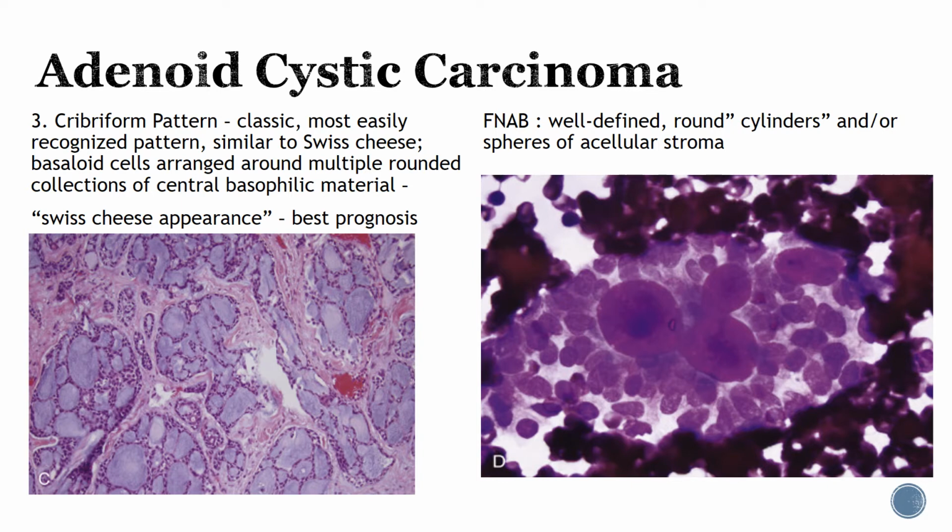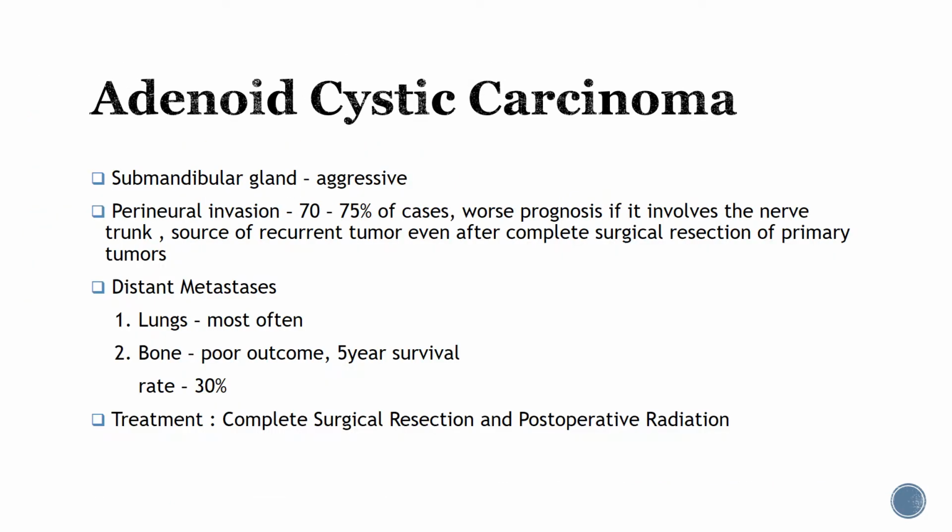The diagnosis is by fine needle aspiration biopsy, and aspirates have tumor cells with scant cytoplasm and round, regular nuclei in sheets and clusters. These features by themselves are not characteristic, and they might suggest a benign lesion. However, the finding of well-defined round cylinders and/or spears of cellular stroma accompanying these cells is typical but not 100% specific for adenoid cystic carcinoma. Adenoid cystic carcinoma of the submandibular gland has a much more aggressive clinical course than at other sites.